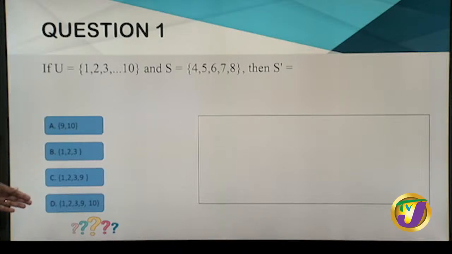But if we look at D, D has the answer, the set that contains all the missing elements from set S. And that's what the complement of set S is. So we have 1, 2, 3, 9, and 10. Awesome.